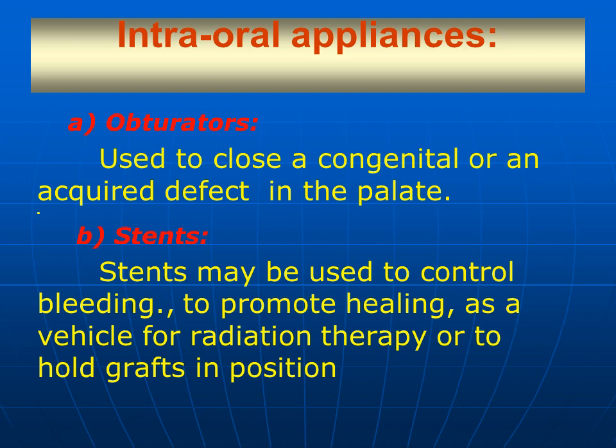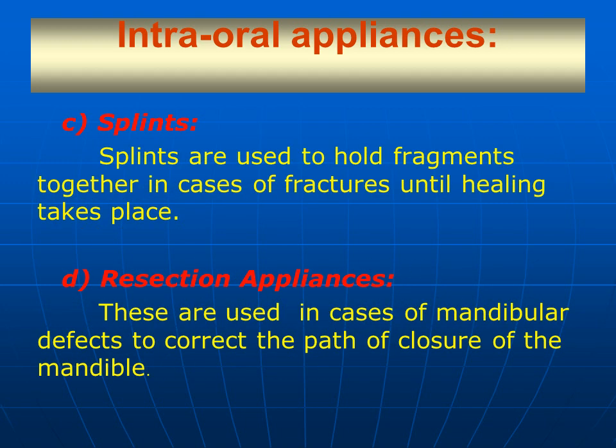These include obturators, which are used to close a congenital or an acquired defect in the palate; stents, which may be used to control bleeding, to promote healing, as a vehicle for radiation therapy, or to hold grafts in position; splints, which are used to hold fragments together in cases of fractures until healing takes place; and resection appliances, which are used in cases of mandibular defects to correct the path of closure of the mandible. All these appliances will be discussed in detail along the course.